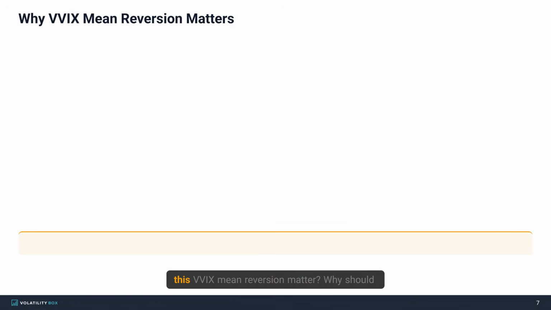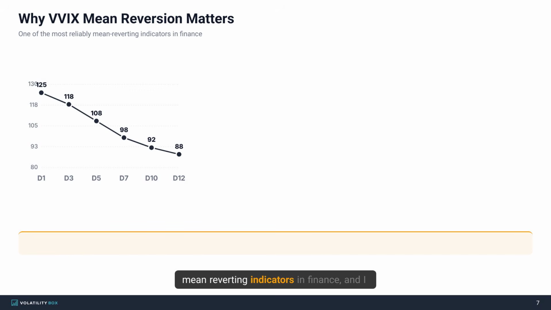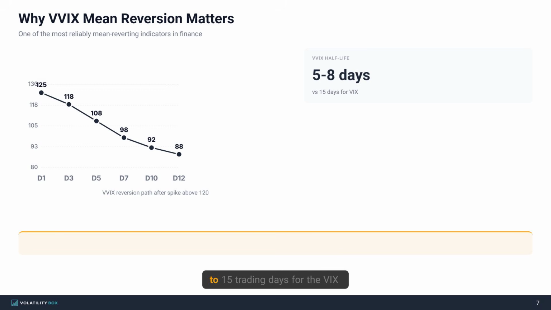Now, why does this VVIX mean reversion matter? Why should you pay attention to that in addition to the VIX? Well, the VVIX I found is one of the most reliably mean reverting indicators in finance, and I think part of that might also be because it's lesser used compared to the VIX. Academic research shows that the half-life of 5 to 8 trading days compared to 15 trading days for the VIX is where you can suddenly start to add a major edge to your trading.